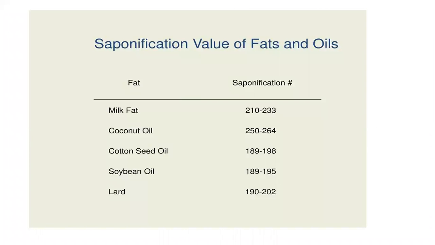So these are some saponification values of fats and oils. For different fats, what is the saponification value? Milk fat is 210 to 233 and coconut oil is 250 to 264, and these are the different fats with their saponification values.